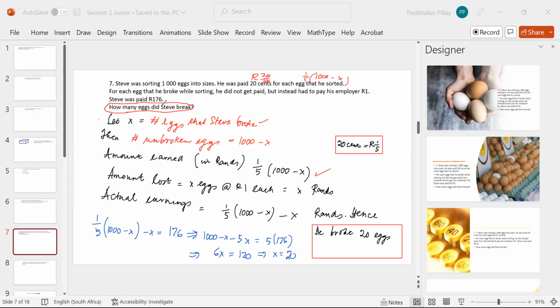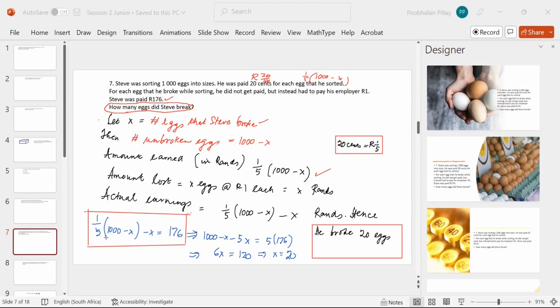But we also know that he was paid 176 rands. So his actual earnings, this expression here, is equal to 176. And that is the key equation. We always move towards an equation in mathematics, and once you have an equation, then you're on your way. From that point onwards, you use what you learned about solving equations. As you can see, this is a linear equation. It's got a fraction in it, 1 over 5.